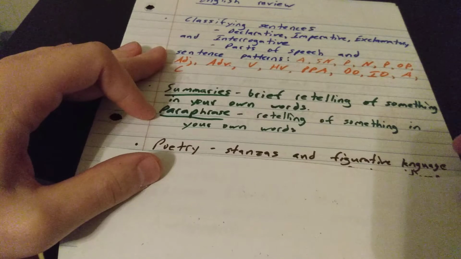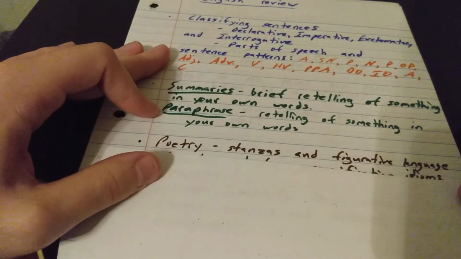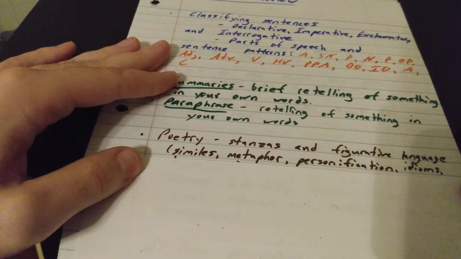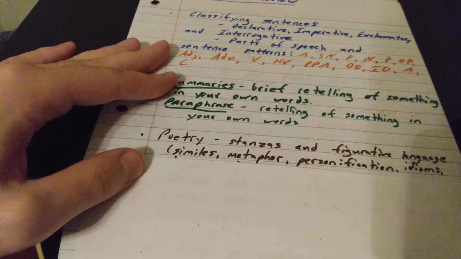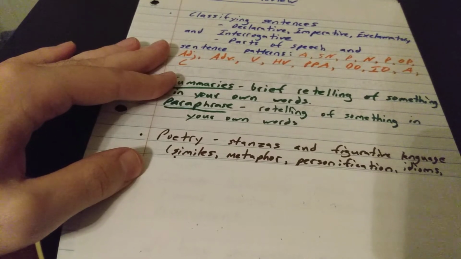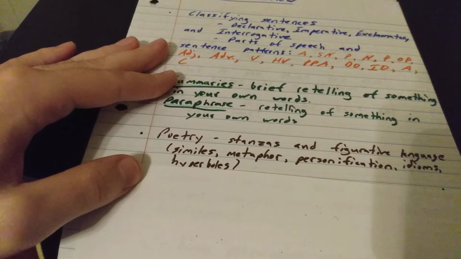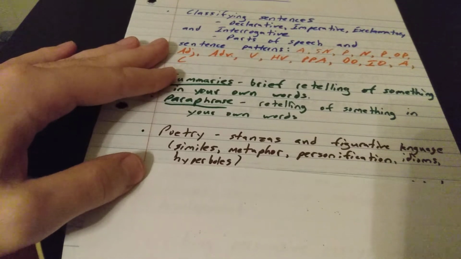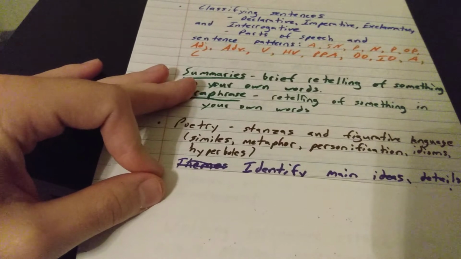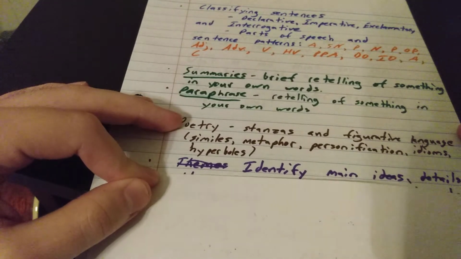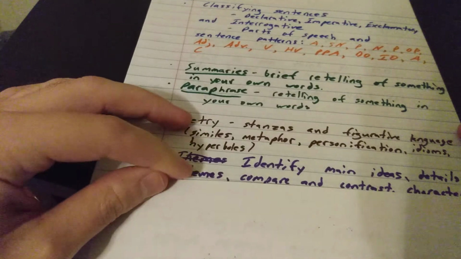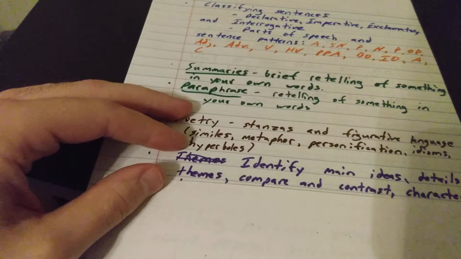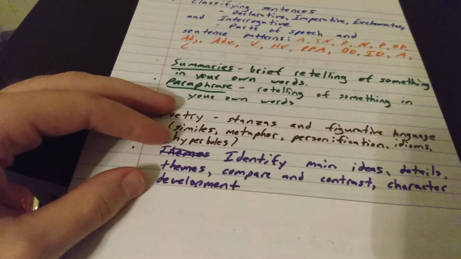We've also done a little bit on poetry where we identified stanzas and figurative language, examples like similes, metaphor, personification, which is giving an object human-like characteristics, an idiom, which is a phrase that doesn't mean exactly what it says, like raining cats and dogs. Hyperbole is an exaggeration, like if I have to do one more homework assignment, I'm going to die. That would be an exaggeration. We've worked on identifying main ideas and supporting details, themes, comparing and contrasting people, events, locations, and character development, how a character changes during a story.